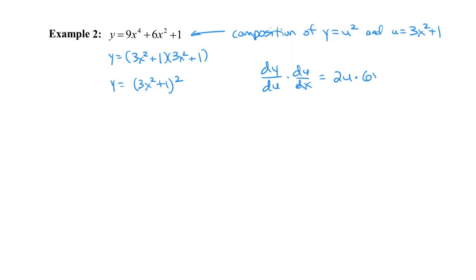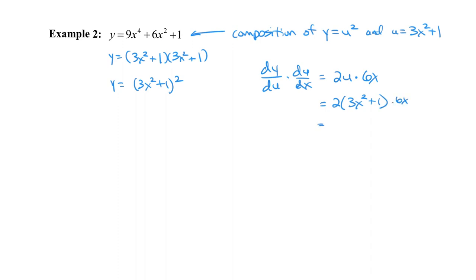So you multiply these two together. And then we've got this u here, right? This u we need to deal with. Well, here's u right here, because we want these to be in terms of x. So for this u, I'm going to write that there. So we get 2 times 3x squared plus 1 times 6x.